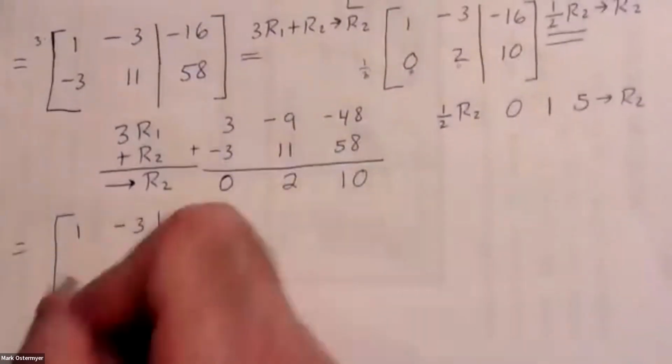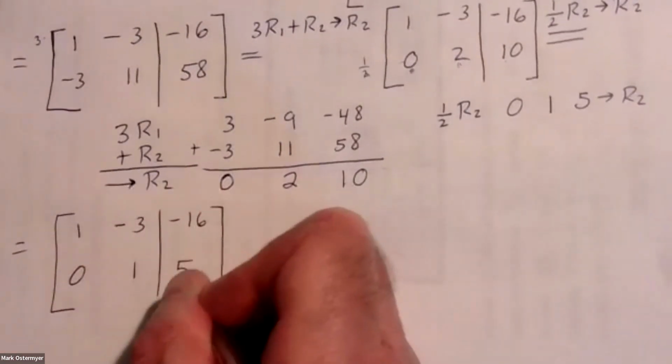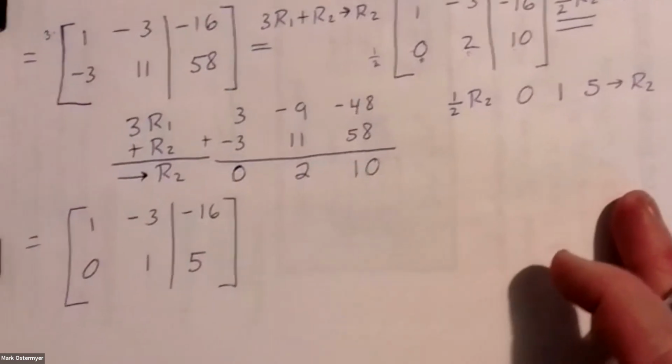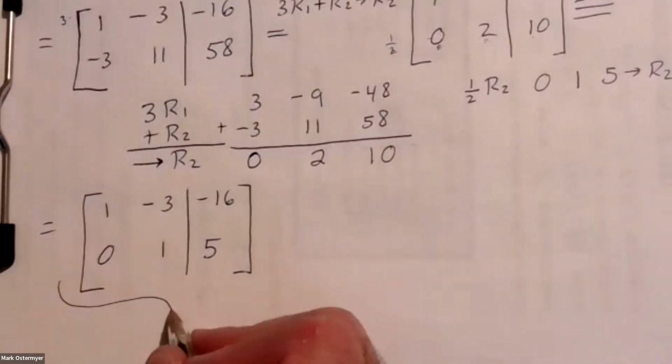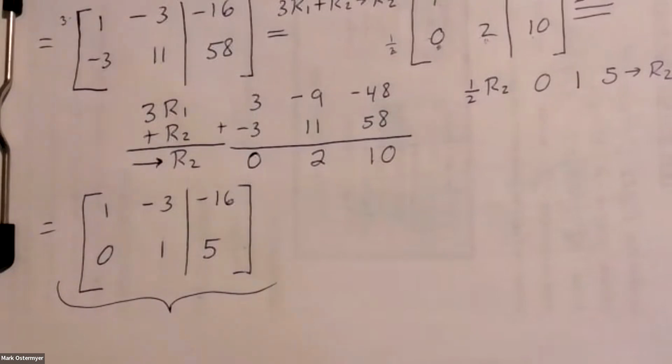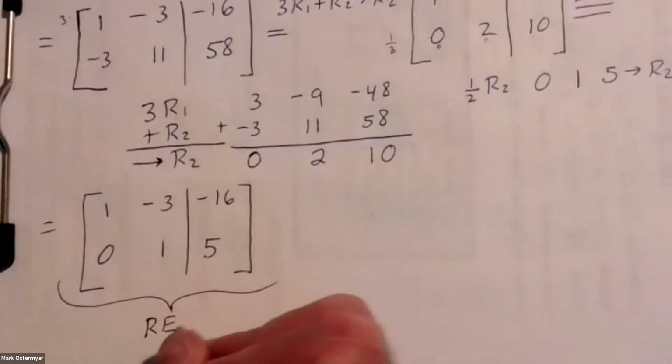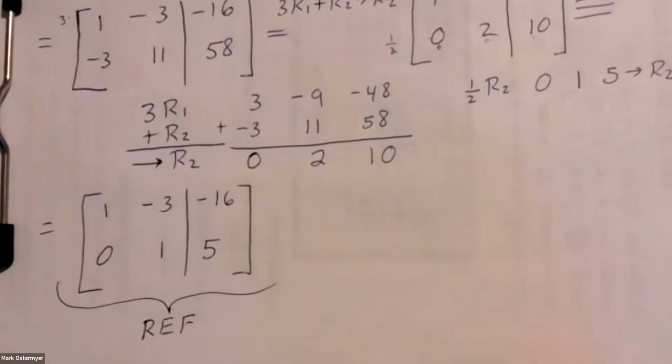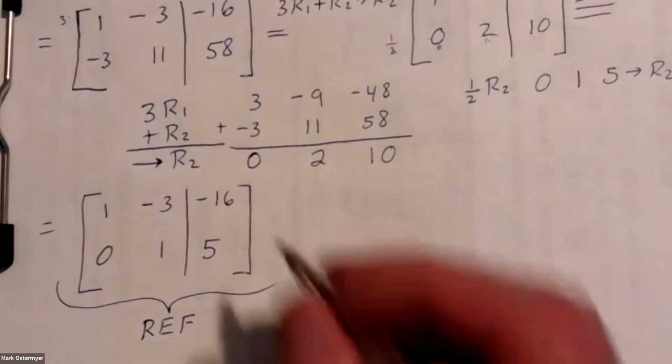So my new row 2 is going to be 0, 1, 5. Now this matrix is in what form? That's row echelon form, correct? So now we should be able to recover our X and Y coordinates for our ordered pair solution.